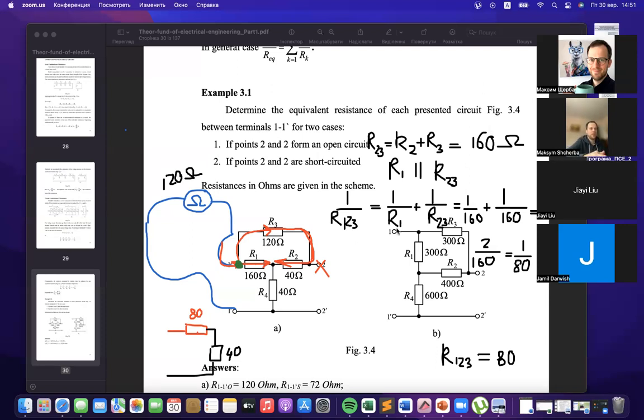Also, please pay attention that if you have two of the same resistivities in parallel, you can always divide them by 2 and obtain the answer without any additional calculation. For example, if you have 200 in parallel to 200, the answer will be 100. If you take 50 in parallel with 50, the answer will be 25.